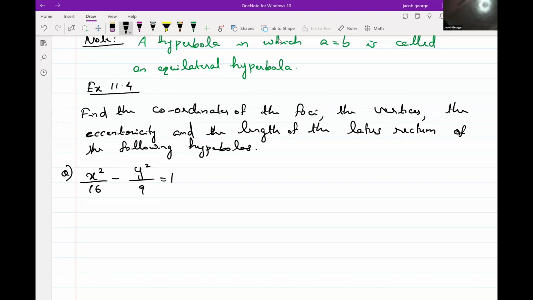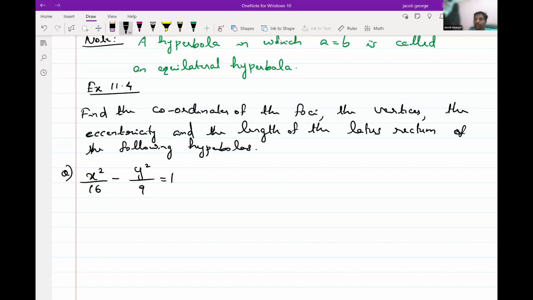x square by 16 minus y square by 9 is equal to 1 is question number 1. If x comes first, it is type 1, and x is the transverse axis. If y comes first, it will be the second type. That is a way of identifying type 1 and type 2. I repeat, if x comes first, that is type 1 hyperbola. X is the transverse axis.